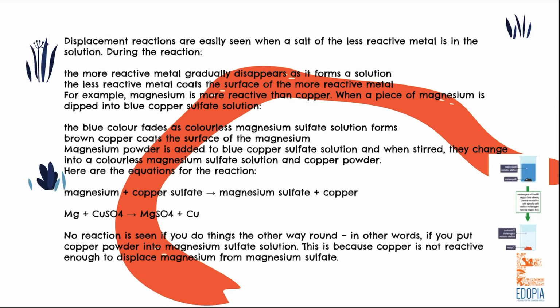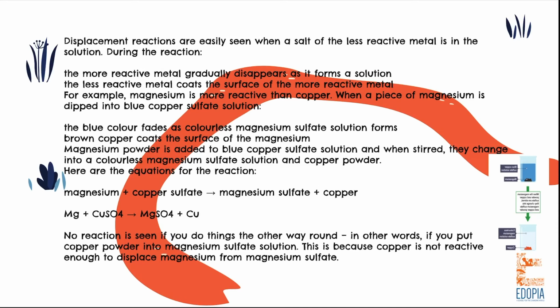For example, magnesium is a more reactive metal than copper is. So when a piece of magnesium is dipped into blue copper sulfate solution, it fades as colorless magnesium sulfate solution forms, and the brown copper coats the surface of the magnesium. Magnesium powder is added to blue copper sulfate solution, and when stirred, they change into a colorless magnesium sulfate solution and copper powder. Here are the equations for the reaction.